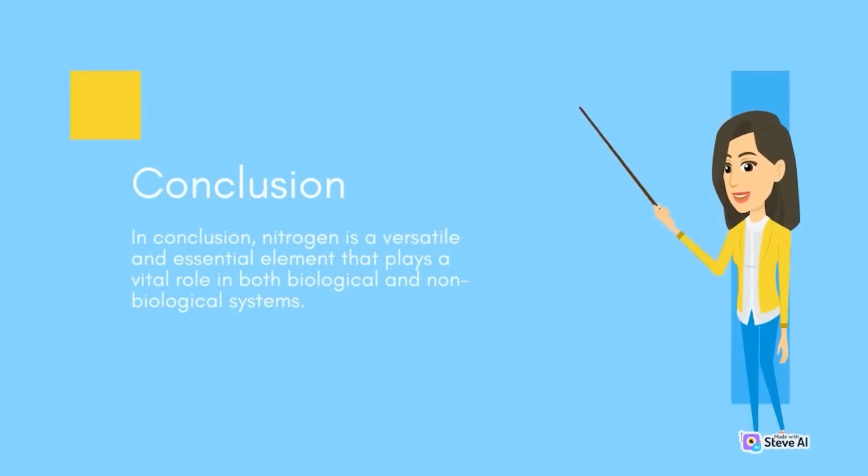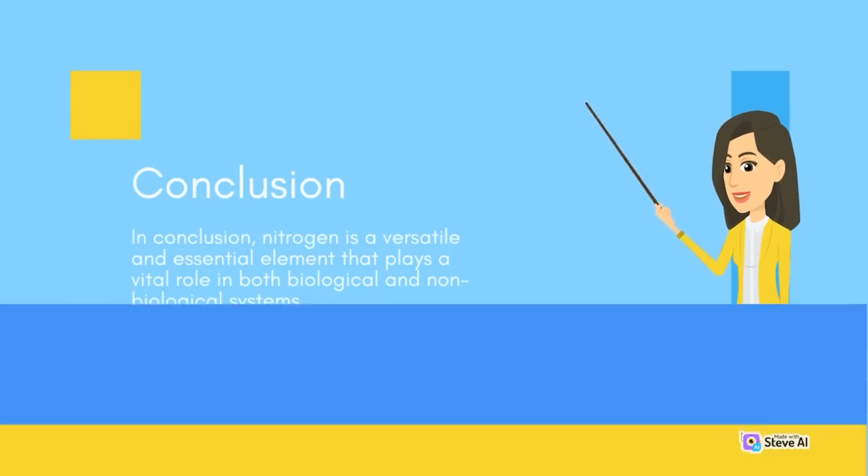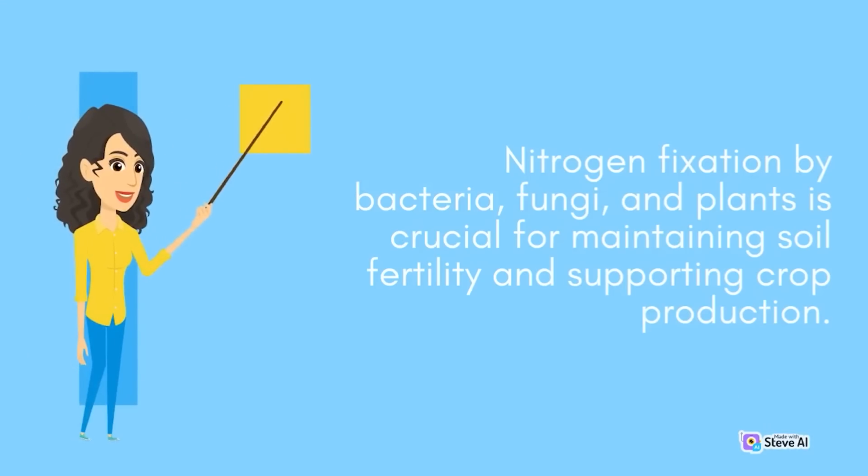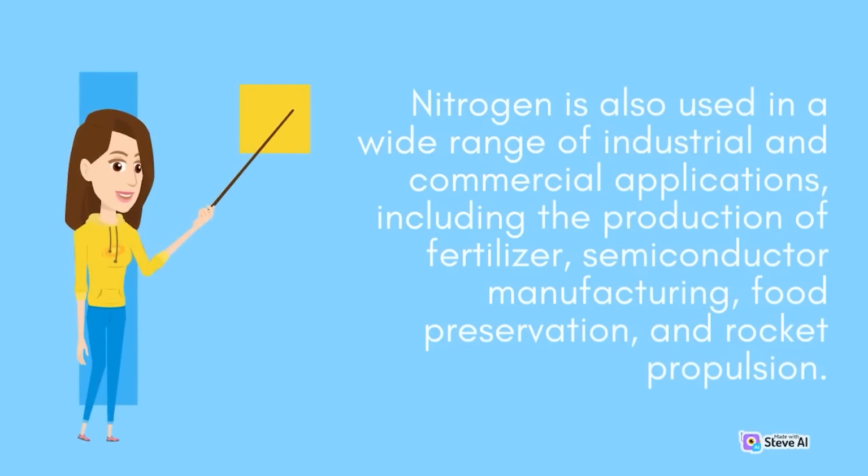Conclusion. In conclusion, nitrogen is a versatile and essential element that plays a vital role in both biological and non-biological systems. It is a major component of amino acids, nucleic acids, and other biomolecules that are essential for life. Nitrogen fixation by bacteria, fungi, and plants is crucial for maintaining soil fertility and supporting crop production. Nitrogen is also used in a wide range of industrial and commercial applications, including the production of fertilizer, semiconductor manufacturing, food preservation, and rocket propulsion.